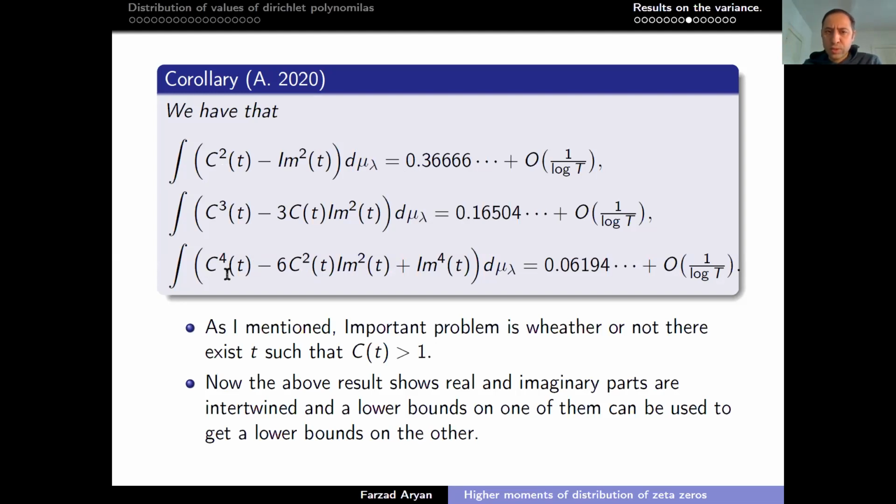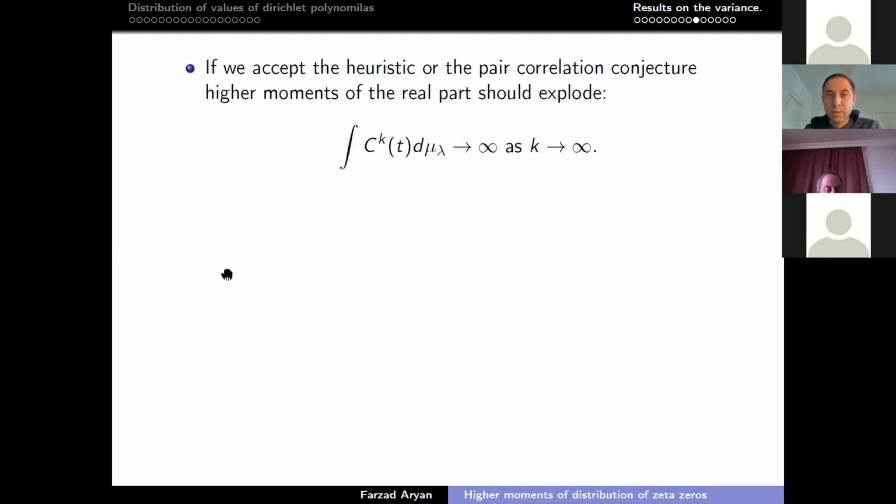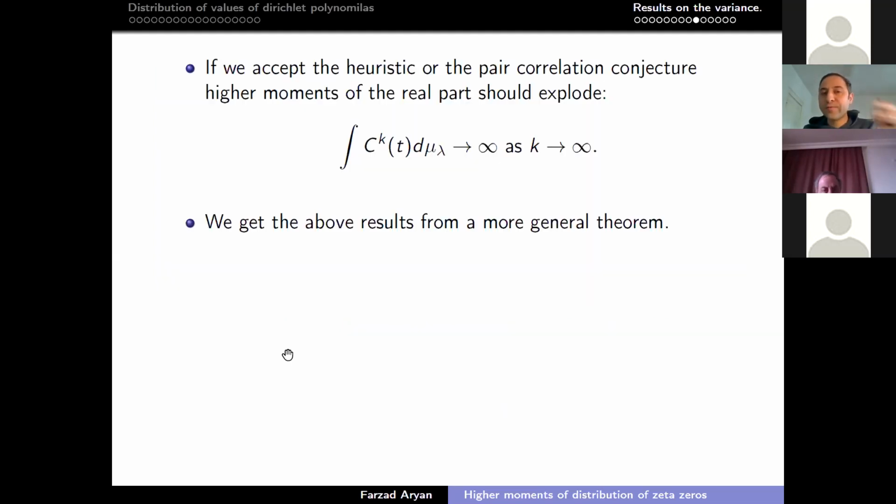And this result shows that the real part and imaginary part, even in our original problem, are intertwined, that they affect each other. Also keep in mind, when the power goes up, if I accept the speculation that primes are independent, or if I accept the Montgomery pair correlation conjecture, this should explode. This should go to infinity. So as the moment goes up, I expect these to go to infinity.